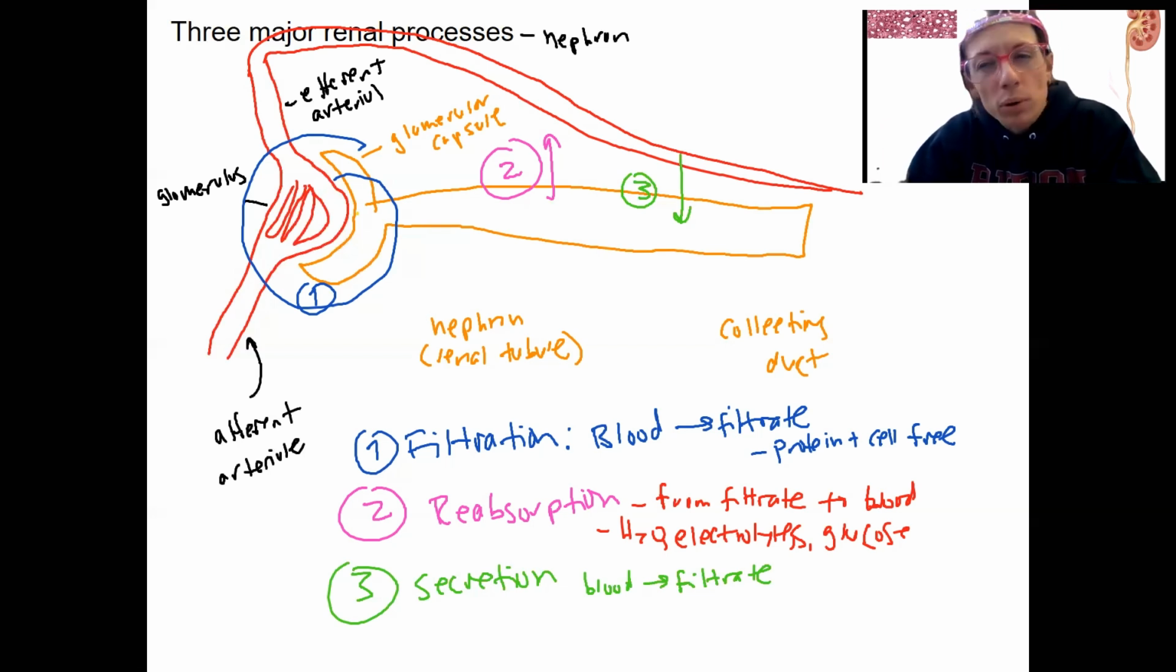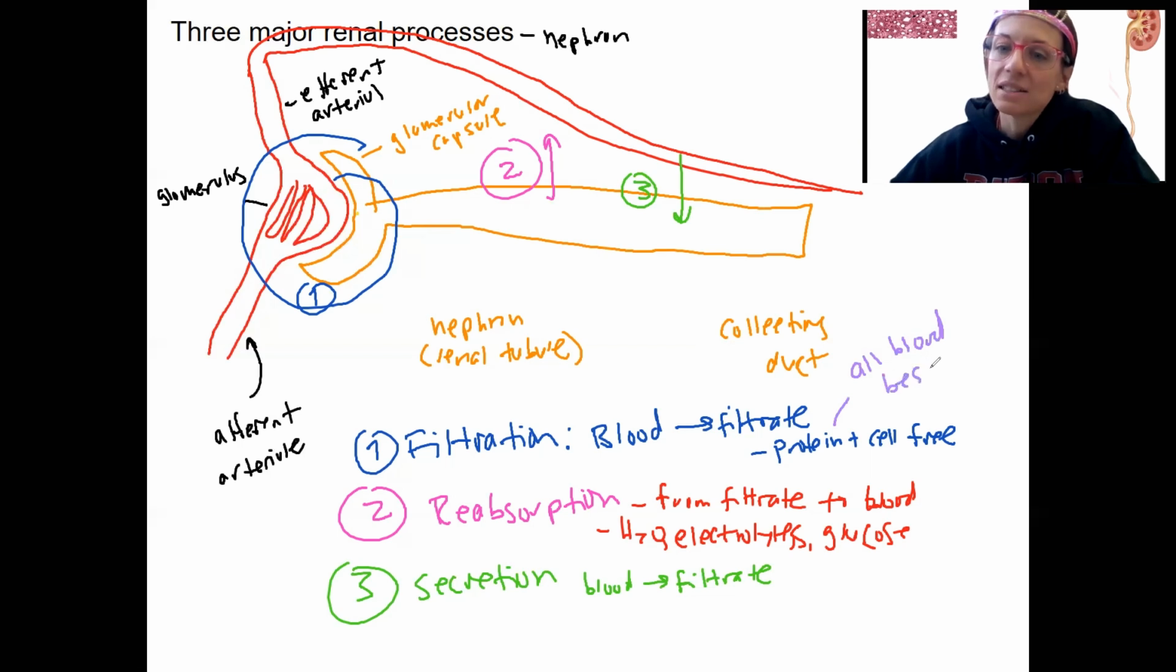It dumps almost everything into the filtrate. The filtrate is all of the blood besides the proteins and cells. Then we want to reabsorb most of that. So about 99% of the filtrate is reabsorbed.